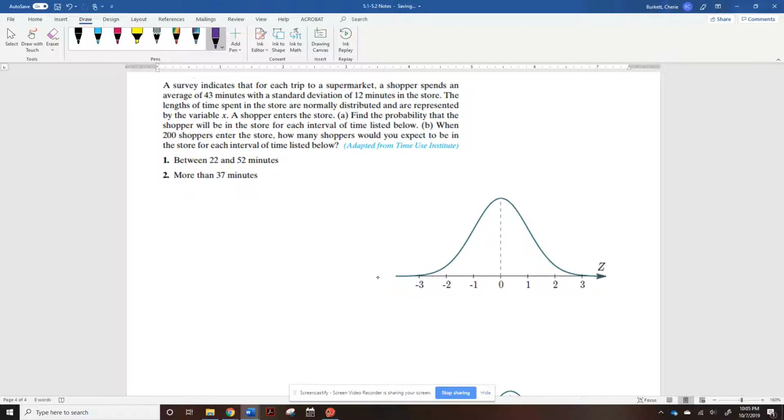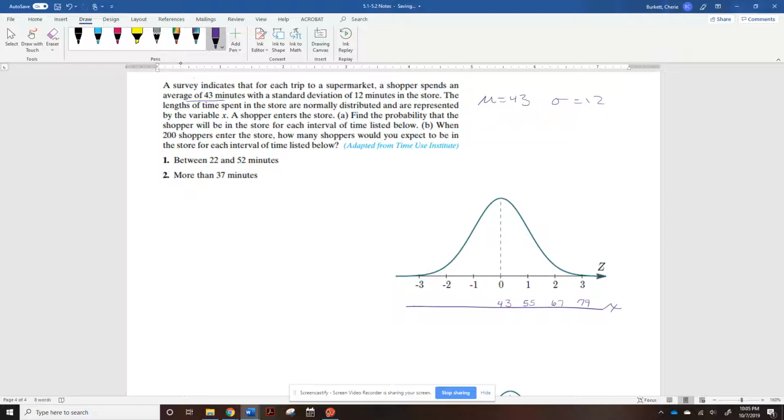So between 22 and 52. I've got to find out where 22 and 52 lie. This is the X. The trip to a shopper spends an average of 43 minutes, so mu is 43 minutes. Standard deviation is 12 minutes. So this number right here is 43. 43 plus 12 is 55. Plus 12 is 67. Plus 12 is 79.